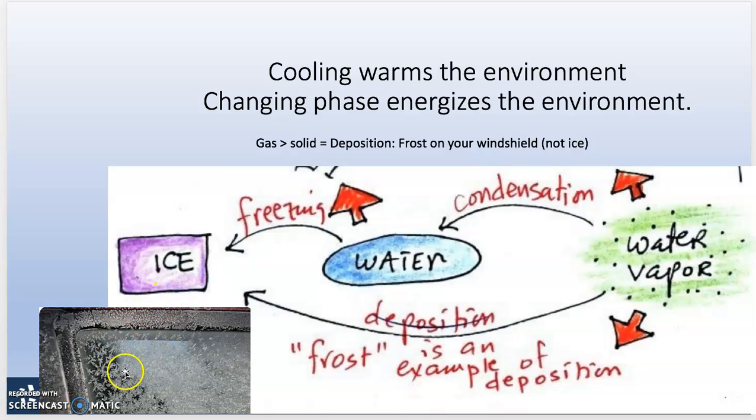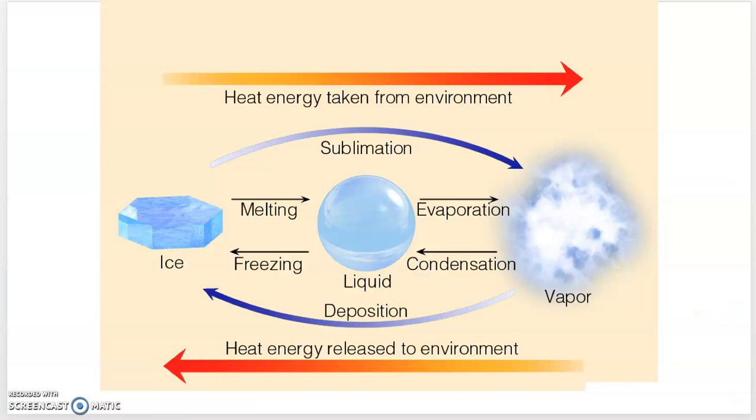This is not ice in the way we think of smooth ice that had been water and froze to ice. No, this is water vapor that crystallized as ice on a windshield. It went straight from water vapor to ice. That's called deposition. It releases all of the water vapor energy and all of the water energy as it becomes ice.